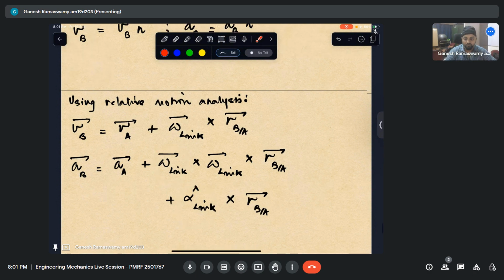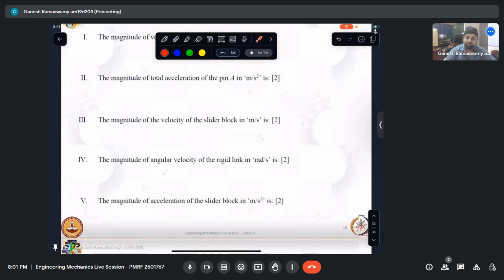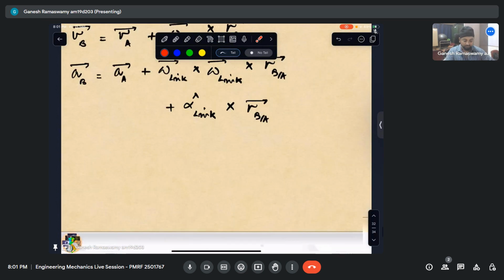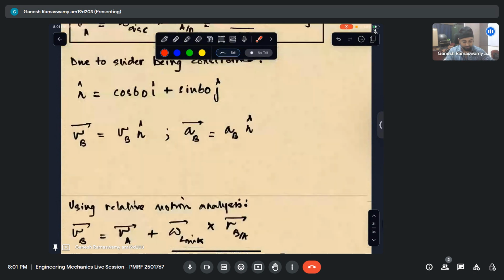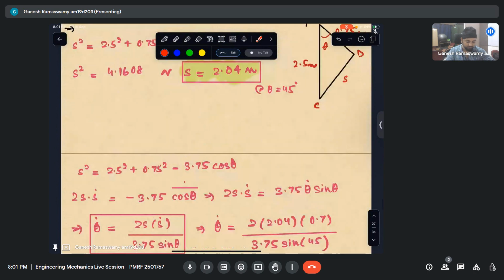So I'll write down the final answers in this sheet when I upload it so that people who have taken an attempt can refer back to the sheet and find out if they have solved it correctly. So with that, I have closed. With that, I have run out of questions and also we have run out of time. So I will stop here.